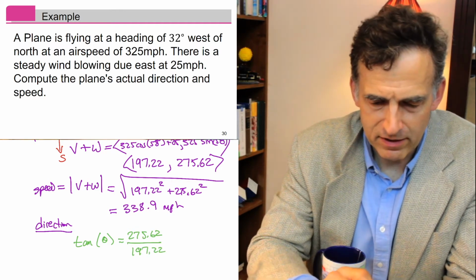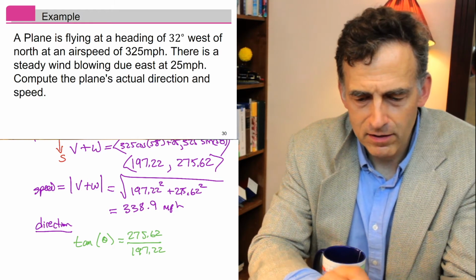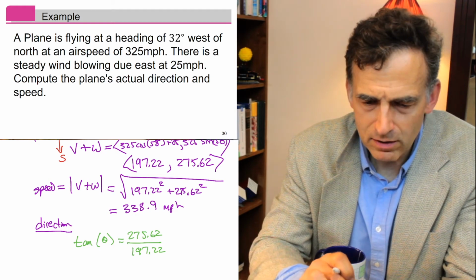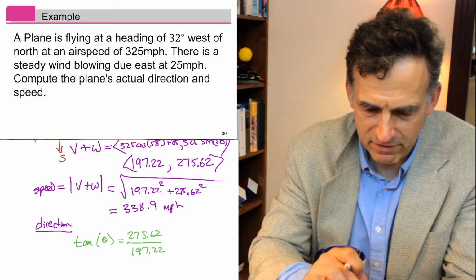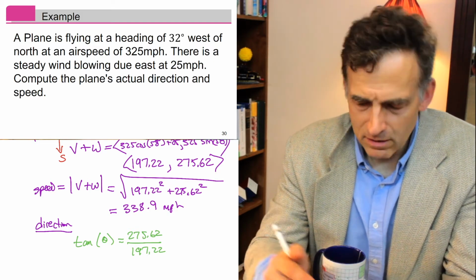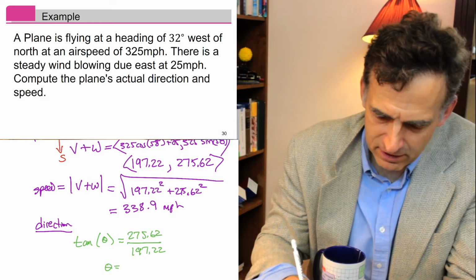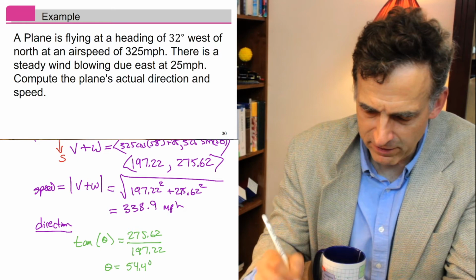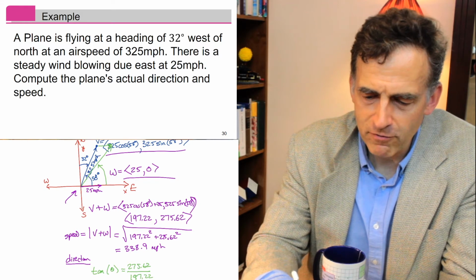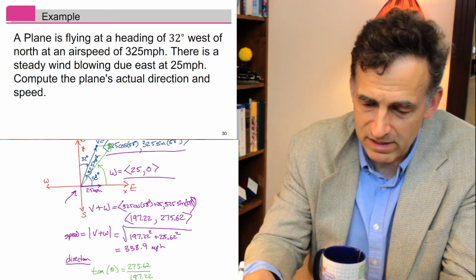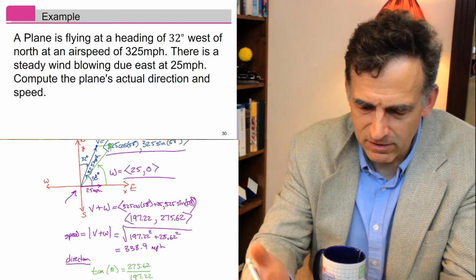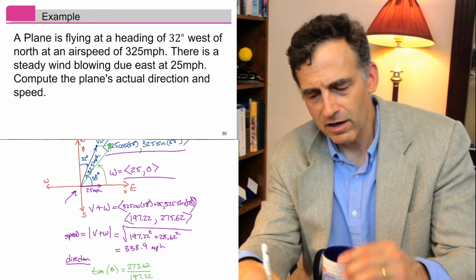So I'm going to do the arctan of 275.62 divided by 197.22. Is that it? Okay, and I'm getting theta equals 54.4 degrees. So my direction is 54.4 degrees north of east. Or I could figure out the direction in terms of north and east. I could do the other angle, but this is all I really care about.